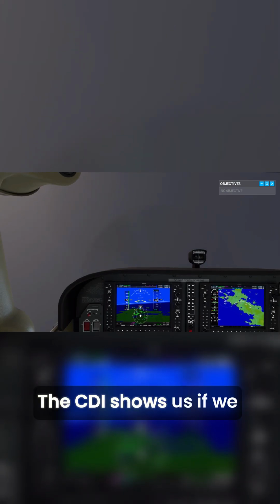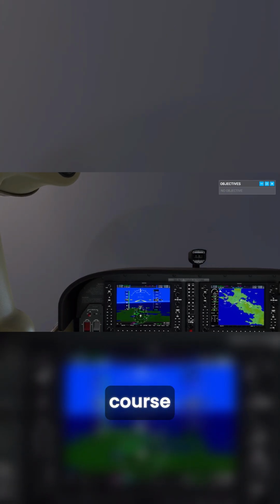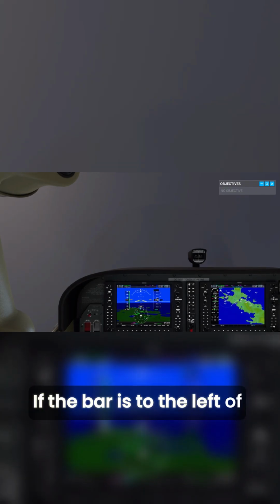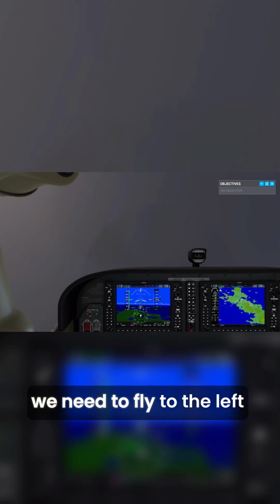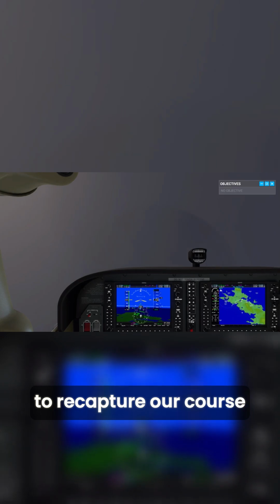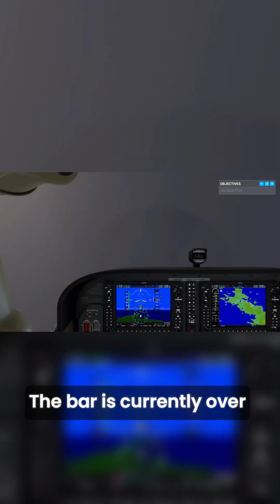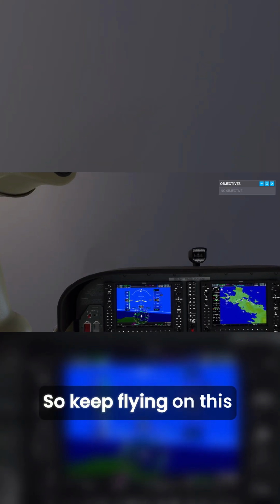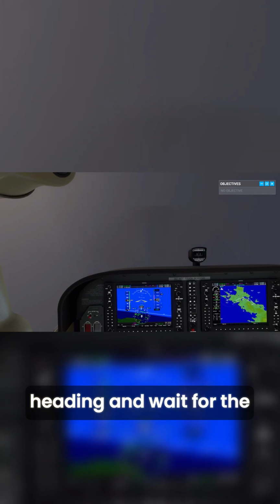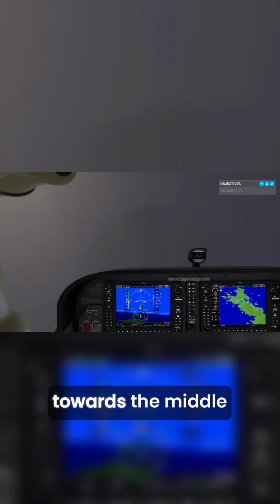The CDI shows us if we are on our selected course. If the bar is to the left of center, we need to fly to the left to recapture our course. The bar is currently over to the right, so keep flying on this heading and wait for the CDI bar to start moving towards the middle.